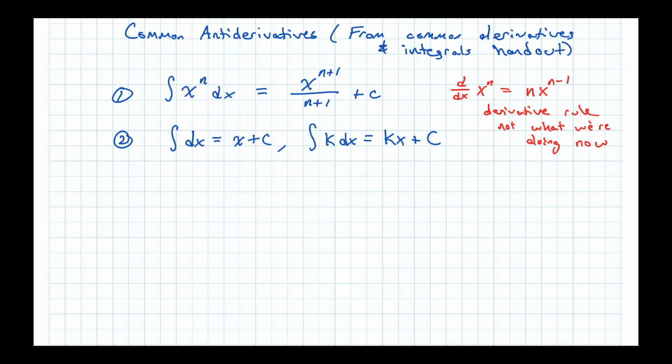Now I want to say something up here about number one. You may have noticed that there's a problem: what if n is -1? If n is -1, then -1 plus 1 is 0, and you're dividing by 0. So this formula is actually not good 100% of the time. It's only good when n is not -1.